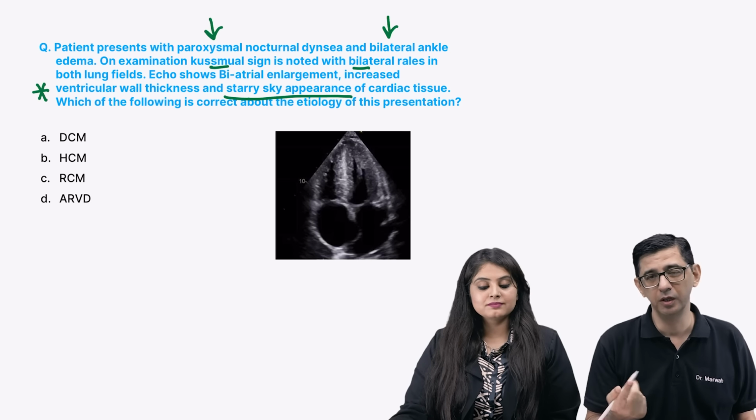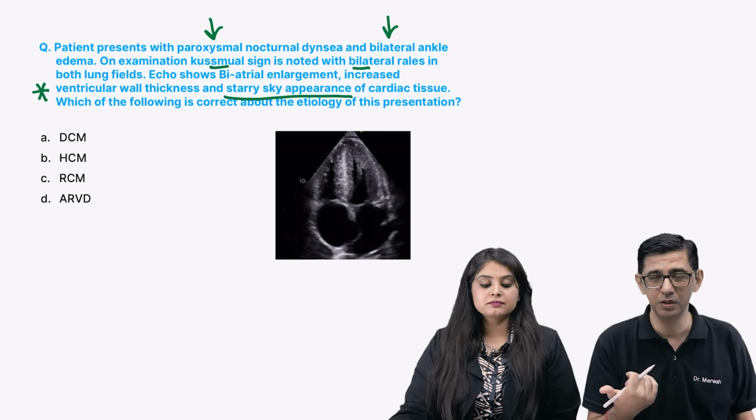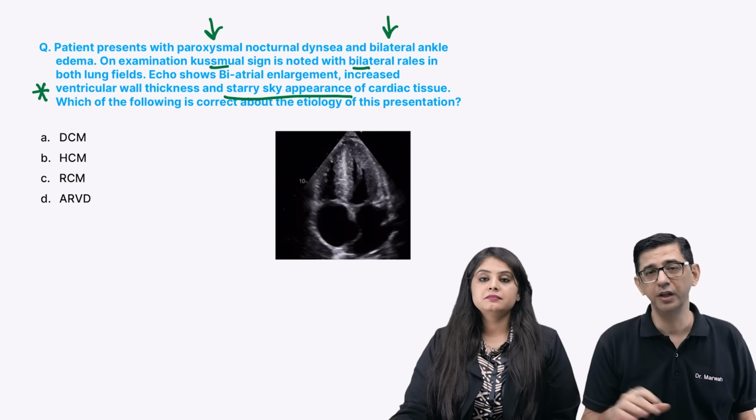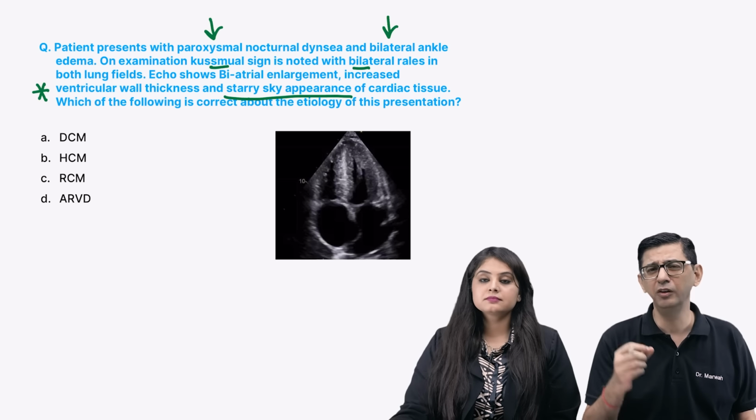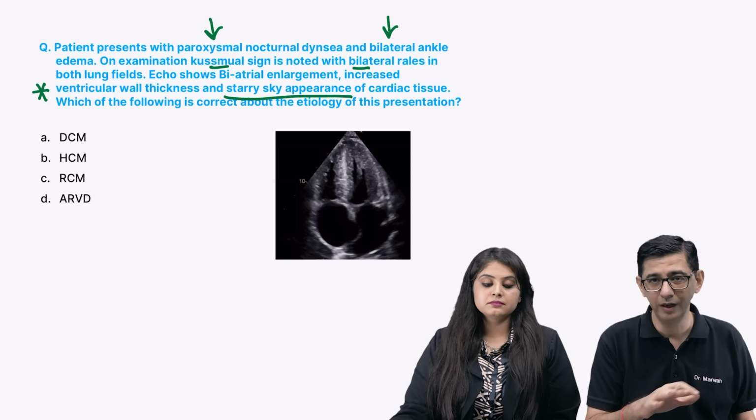So we read about the starry sky appearance in ultrasound liver for viral hepatitis, and starry sky appearance in neurocysticercosis. But today I'm talking about a starry sky appearance which can be seen on an echocardiography in these patients, or can be seen on a cardiac MRI as well. Even if you have not studied echocardiography or cardiac MRI, it really doesn't matter.